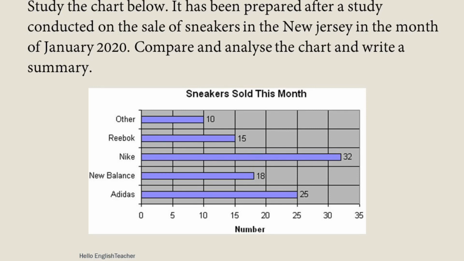So this is the data and by looking at the graph we are able to understand that Adidas has sold 25 pairs, New Balance 18, Nike is 32, Reebok is 15 and some other less known brands were able to sell at least 10 pairs. So this is the data and now we have analyzed this. We were able to understand what is shown in this chart. Now we are going to write it.